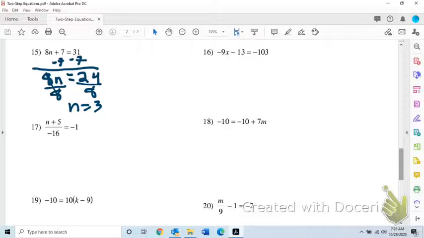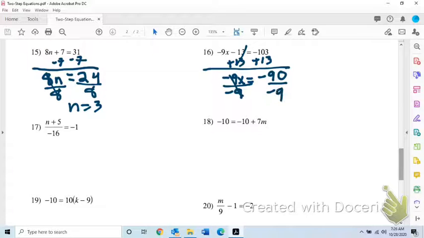16, just like we got rid of the 8 on number 15, we got rid of a negative 7. Here we have negative 13. So we're actually going to add 13 because we want to use inverse operations. That cancels out, so we have negative 9x. Negative 103 plus 13 is going to give us a negative 90. Use your calculator if you're unsure. Divide both sides by negative 9. We end up with x equals 10.